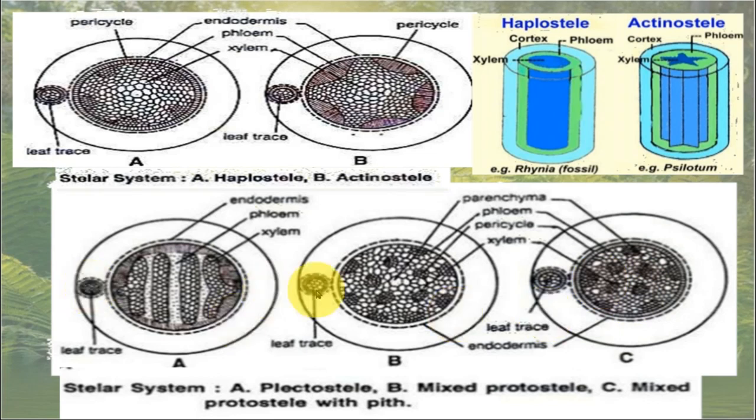And this is the leaf trace. Leaf gap is not present, but leaf traces are present here. This is simple haplostele: phloem, xylem, and phloem.